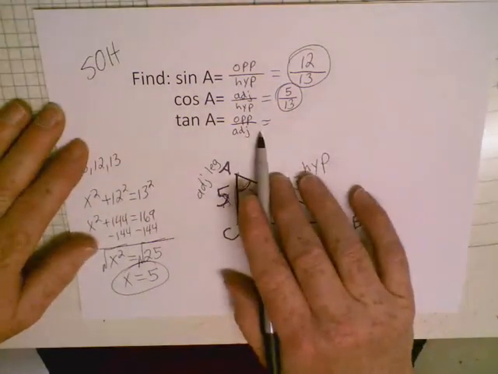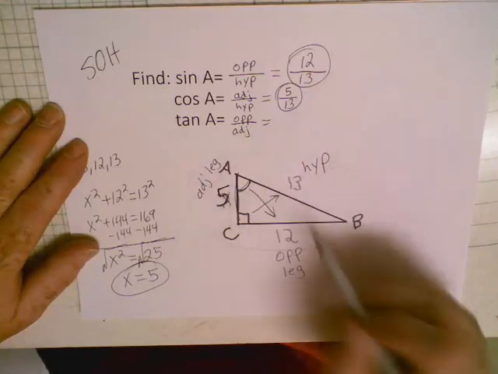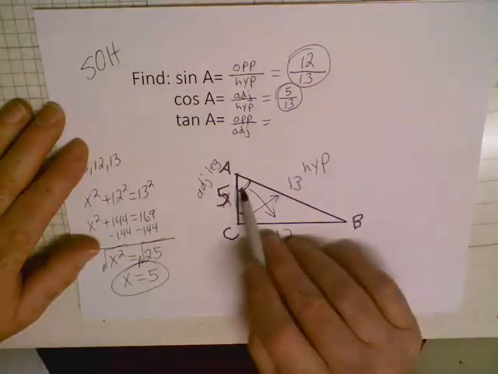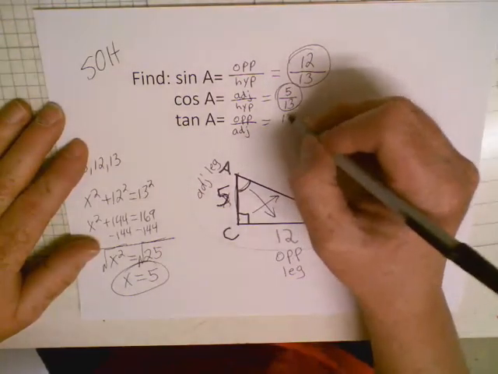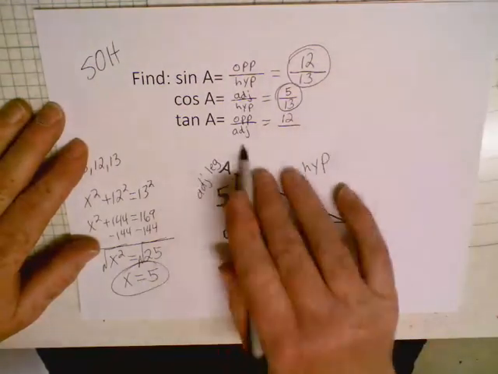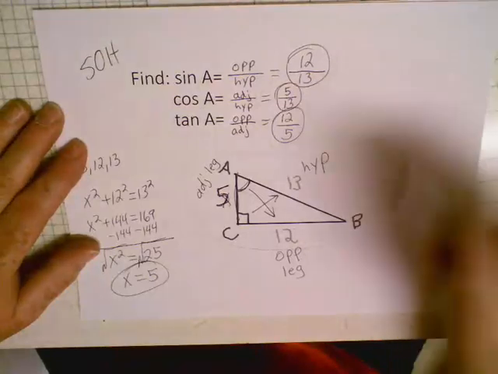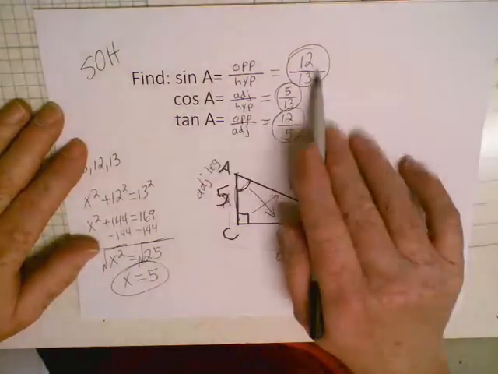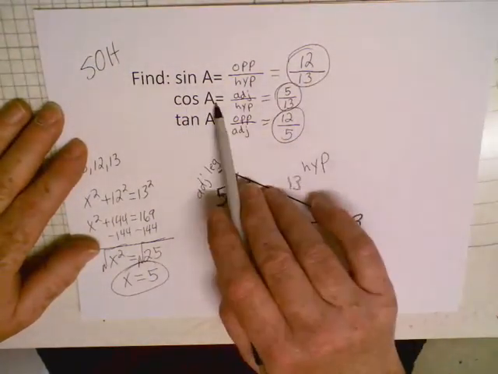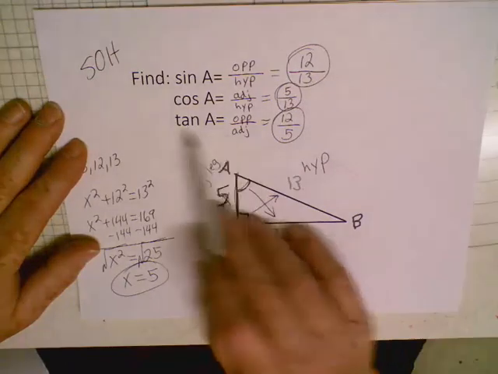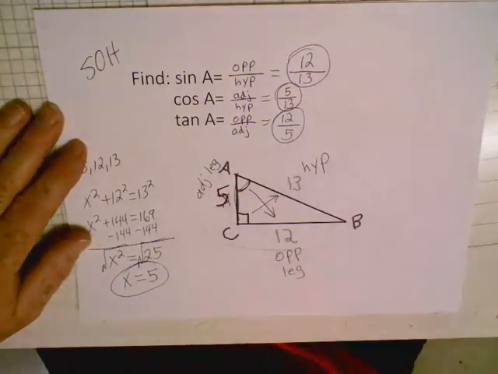Then the tangent's opposite leg over adjacent leg. So the opposite leg for angle A is 12. The adjacent leg is 5. Those are our three answers. Sine of angle A is 12 over 13. Cosine of angle A is 5 over 13. The tangent of angle A is 12 over 5.